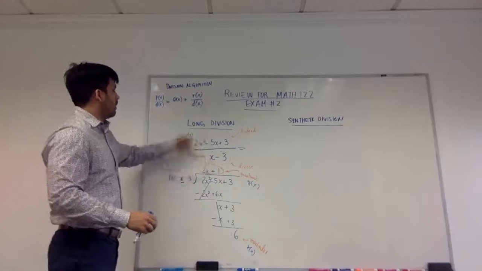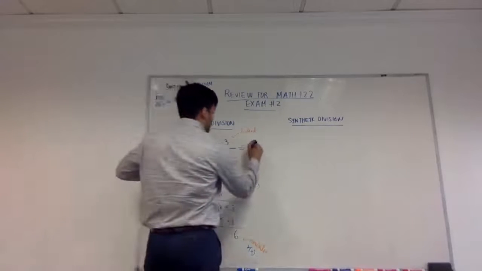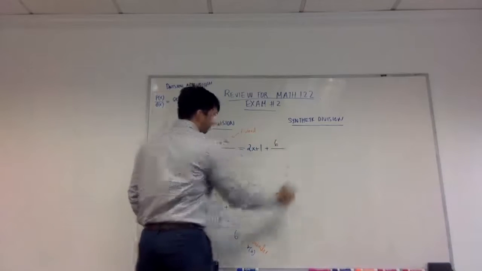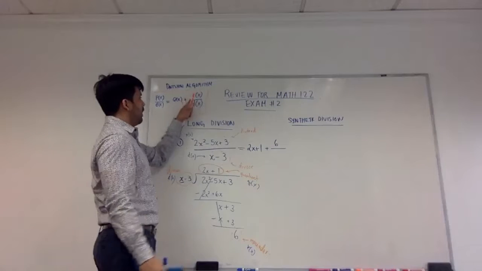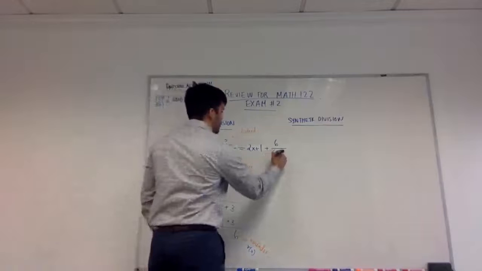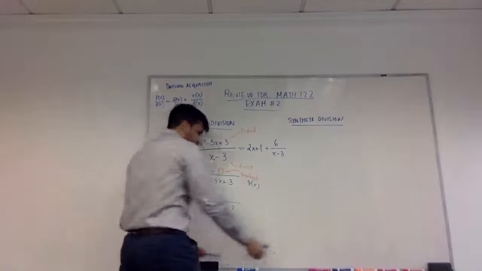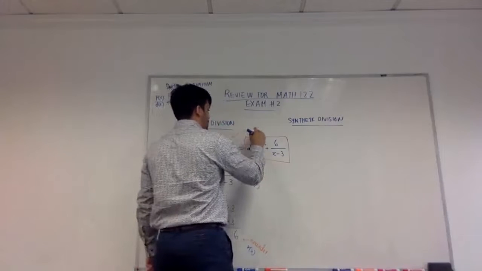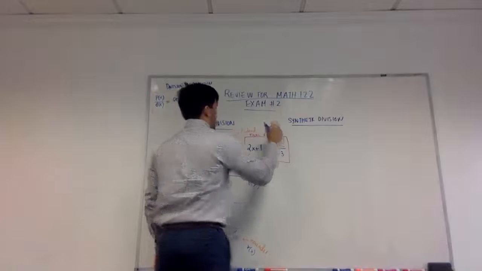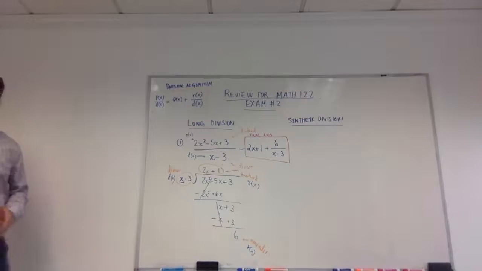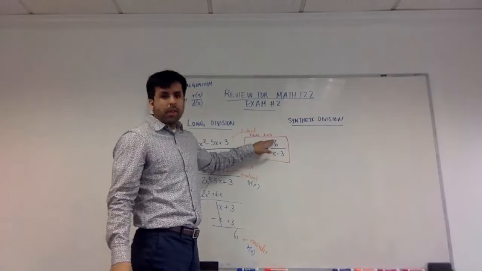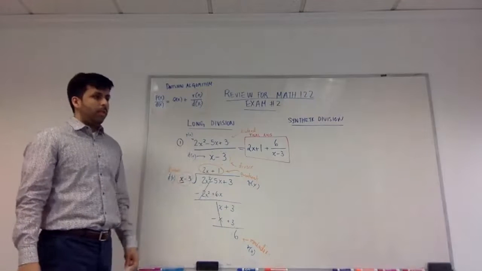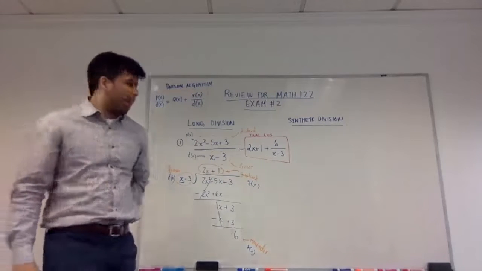So this here becomes q of x, which is 2x plus 1. And then plus 6 over, where 6 represents my remainder, and my divisor is represented by x minus 3. So this is my final answer. That's the answer that I get: my quotient, remainder over divisor. So that's how we perform long division on these two polynomials to figure out the quotient, remainder, and the expression.